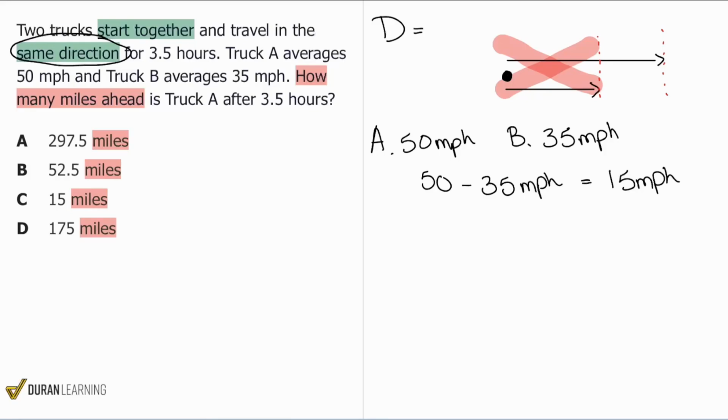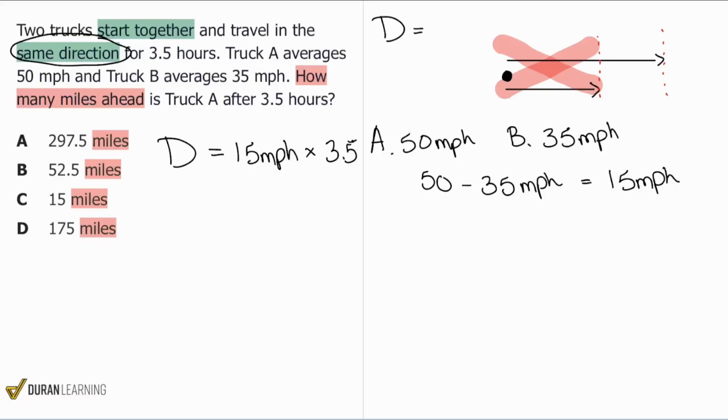And so now to get the problem correct, we're going to calculate with that distance-rate-time formula. The distance will be the rate, which is 15 miles an hour, because again, we're canceling out since they're going in the same direction. And we'll multiply that by 3.5 hours. That's it. We're good. Let's do the math and we are home free.